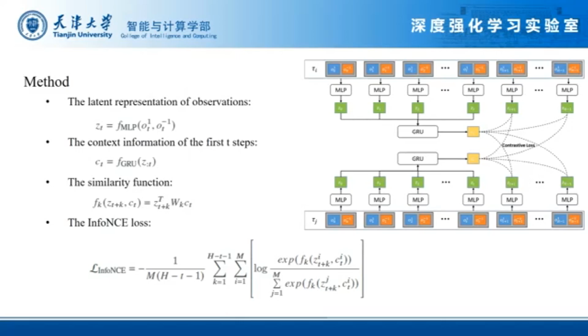This loss function represents an increase in the similarity of predictions for one's own future trajectory, while decreasing the similarity of predictions for other future trajectories. Then we can map trajectories to points on the representation space.